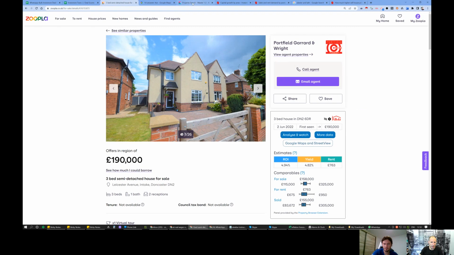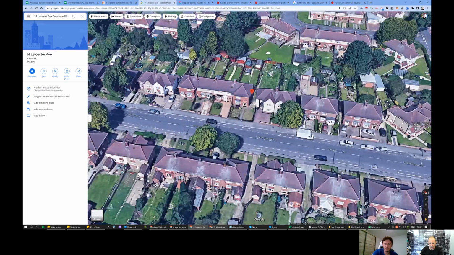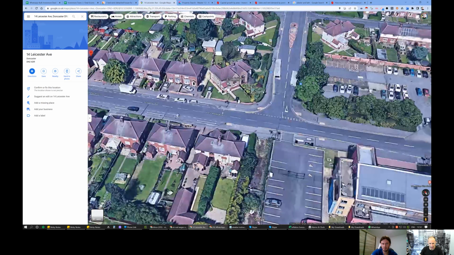Now, let's have a look at the parking and all that. Parking is good. There's off-street parking, plus you've got allocated parking as well, which is just really very nice. It's quite a busy road. But it turns out this is a 20 mile an hour road.